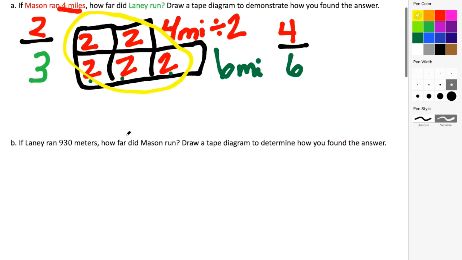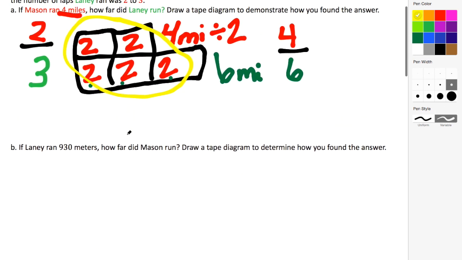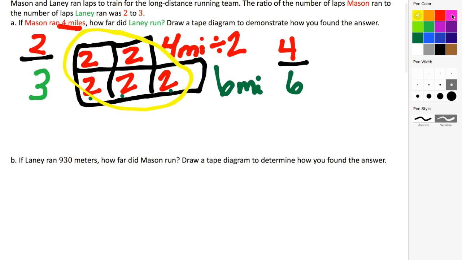But now we're going to switch things up a little bit. The ratio is going to stay the same. Every 2 miles that Mason runs, or every 2 laps that Mason runs, Laney goes 3. That part doesn't change. You think that would be called the constant, but it's not. That's just our ratio. So our original ratio stays the same.